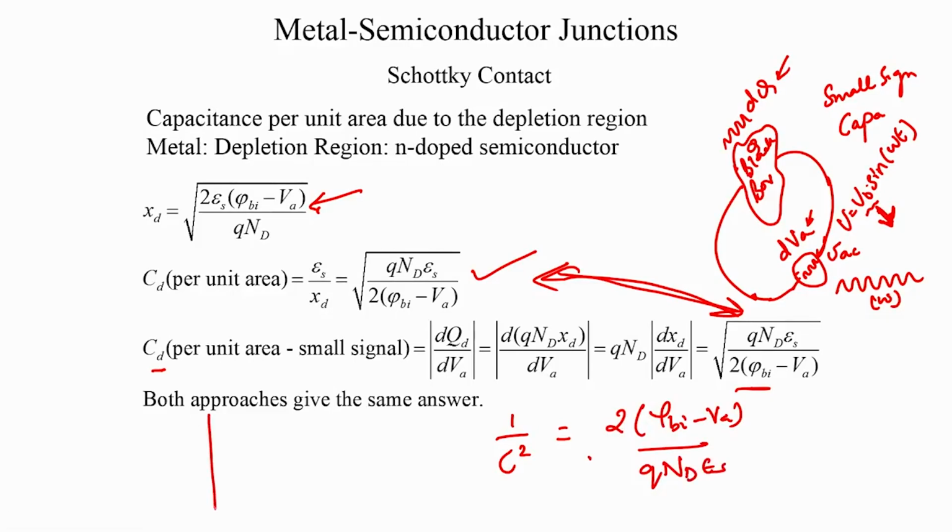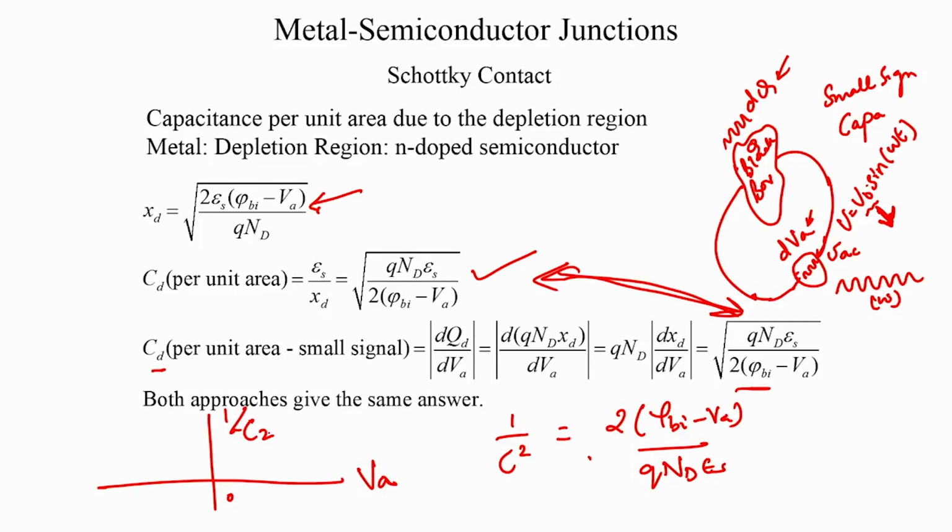So, if I were to plot 1 by C square as a function of VA when VA is negative. There is a reason why I am picking reverse bias, because in forward bias we are going to see soon that we are going to have other aspects of the impedance coming up, because you are going to have significant currents.